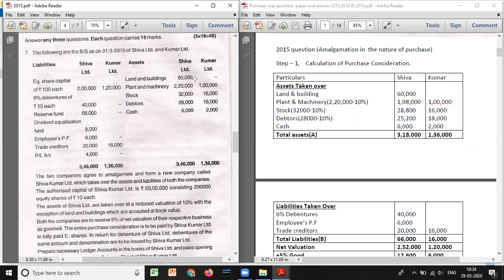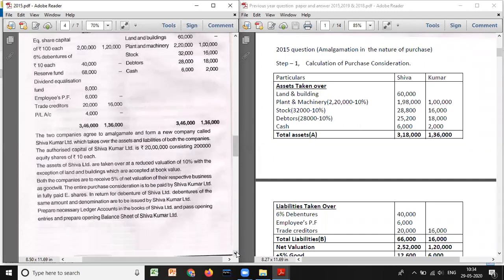Land and building we have 16 nil. Plant and machinery 2,20,000, 1 lakh. Stock 32,000, 16,000. Debtors 28,000, 18,000. Cash 6,000, 2,000. So totally we have 3,46,000 of Shiva and 1,36,000 of Kumar.